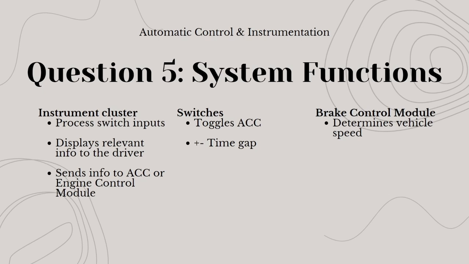From there, we also have the switches, which help to toggle the ACC on or off, and the time gap control, where you can increase the time gap between the car in front of you and your car or decrease it. As mentioned, the switches will be used to turn the ACC on and off, and the instrument cluster is the one that will process the information and send it over to the other modules, the engine control module and the ACC control module.